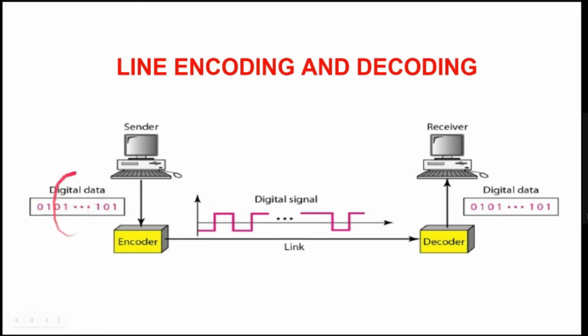Yeah, this is digital data. So the corresponding data will be converted, 0 1 0 1 like that, 1 0 1. The same data will be encoded here and sent as a digital signal and reach the destination, the decoder. On the decoder side, it automatically decodes the binary or digital data to the original data. So this is called the line encoding and decoding method.